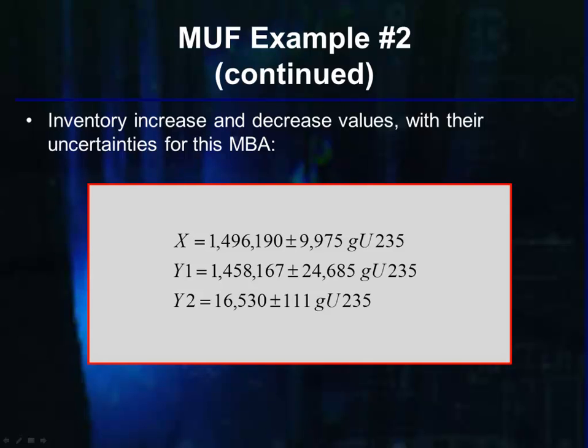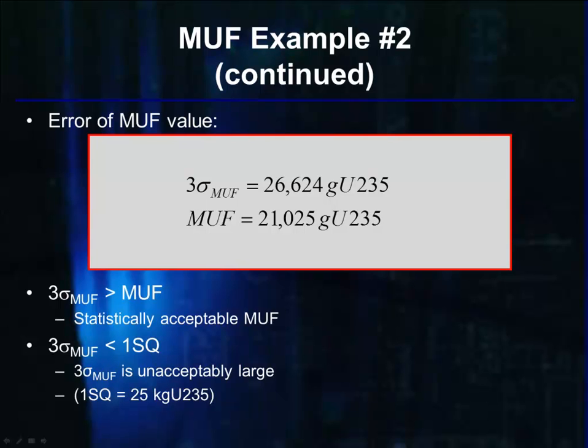In front of you, you can see the uranium-235 mass and uncertainty for the received material, shipped pellets, and shipped waste, respectively. Combining all of these values yields an uncertainty on the MUF value of 26,624 grams of uranium-235. Thus, our MUF value is less than 3 times the standard deviation of the uncertainty. Although this is good, the uncertainty in the MUF is large, and some changes to the measurement systems and process flows are needed to get 3 times the uncertainty below one significant quantity.